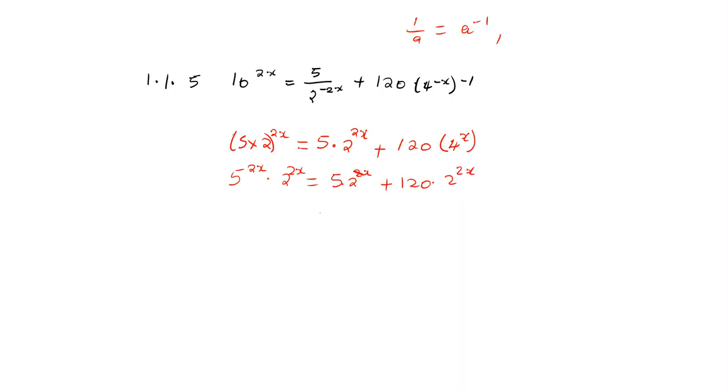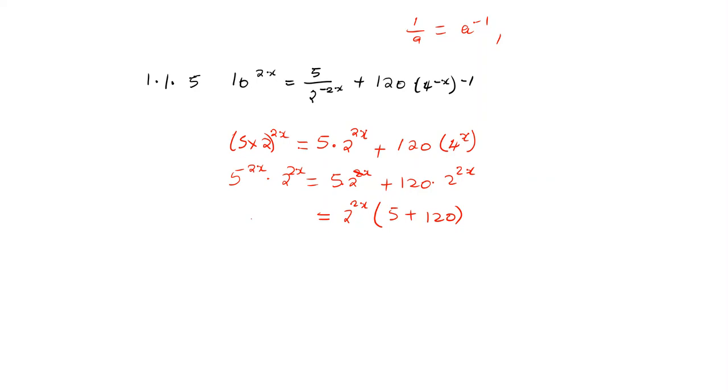The reason why I'm changing this one to 2 exponent 2x is because at the end of the day, I want this thing to be in such a manner that I'll be able to take out a common factor. And when I check already, the common factor is there on both sides. Then let's look at the right hand side. What is the common factor? The common factor is 2 exponent 2x. You take it out, then you'll have 5 plus 120.